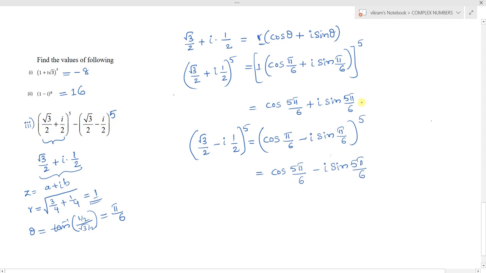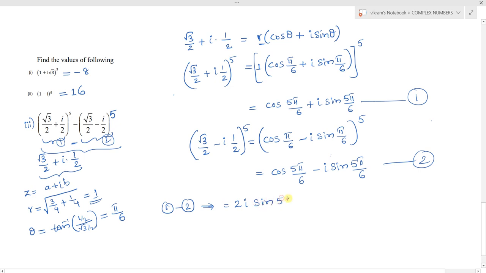Now consider these as the first and second results. In the question, between these two we need to take the difference, that means 1 minus 2 is our required expression. So the resultant, if we subtract directly, we can write as 2i times sine 5 pi by 6. What is the value of sine 5 pi by 6? We can write this as sine of pi minus pi by 6.